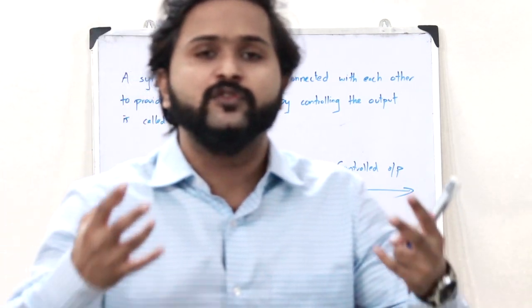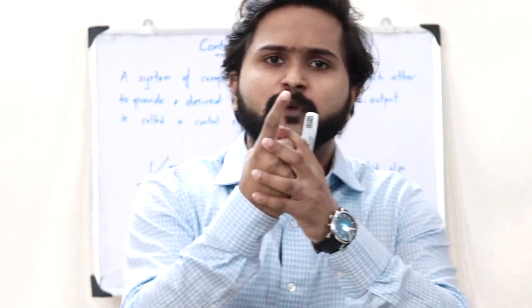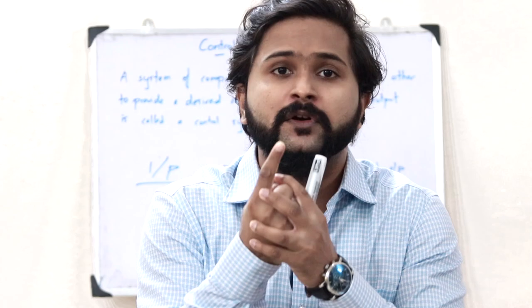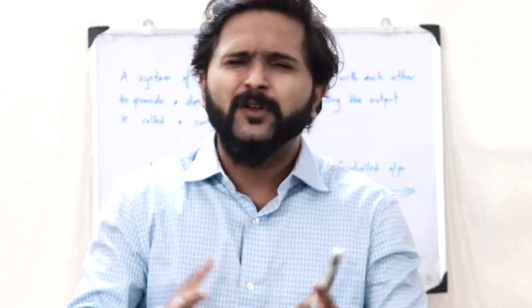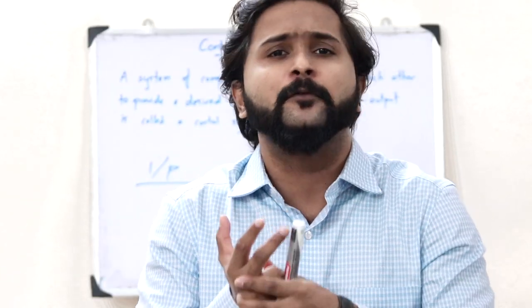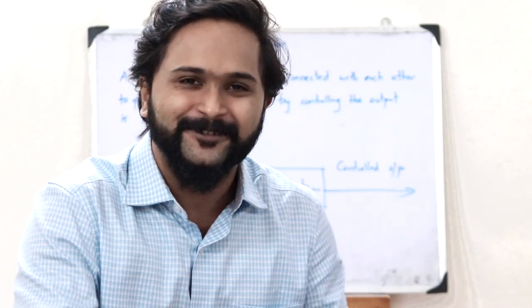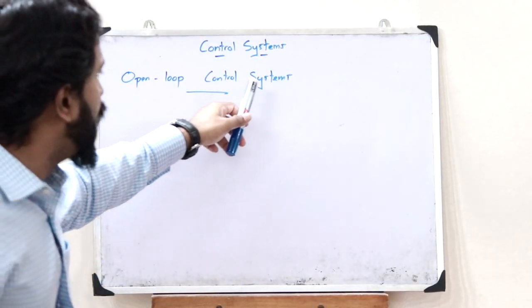Now there are two types of control systems that we have. Two types. First one is an open loop control system and the second one is a closed loop control system. Well, what are these two? What are open loop control systems and what are closed loop control systems? Well, let's find out. First, let us see what you refer to as an open loop control system.